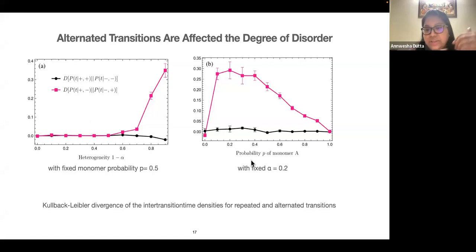In case of, as we change the probability of the monomer on the track, we can see that there is a non-monotonic behavior of the repeat and the alternated transitions, distance between the alternated transitions, and we can have the two cases on the two sides, which represent the homogeneous case where we have either a monomer A or a monomer B. And so from these studies, we can say that there is a signature we can get about the degree of disorder in such systems from the alternated transitions.